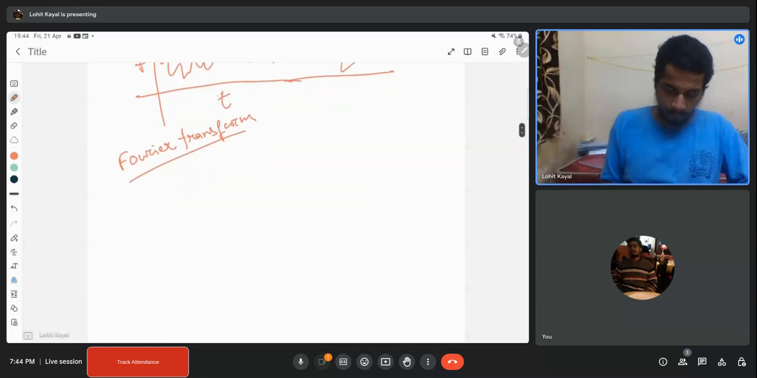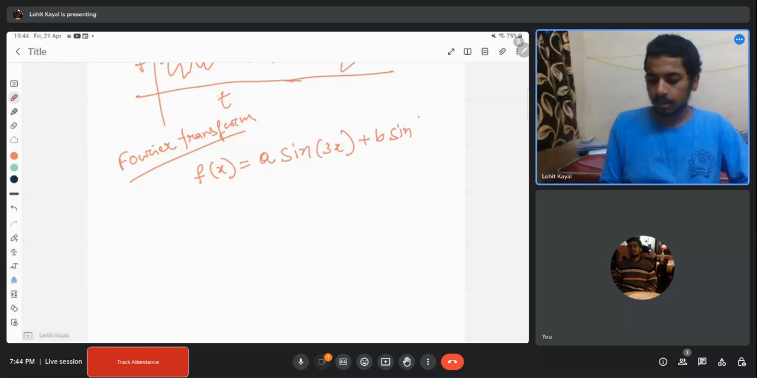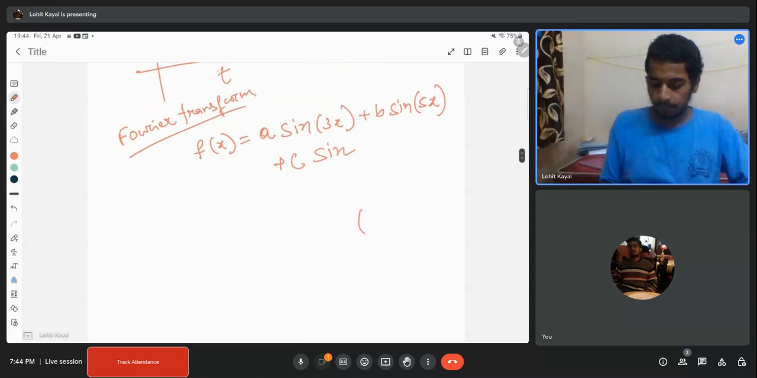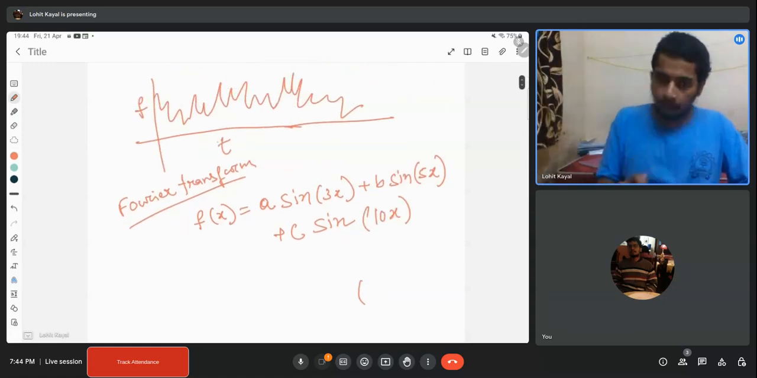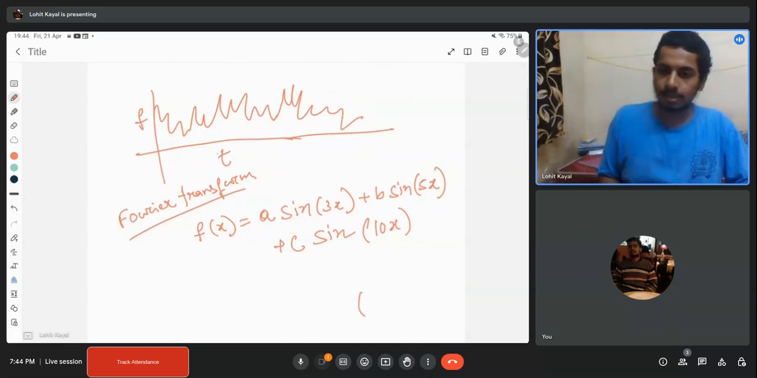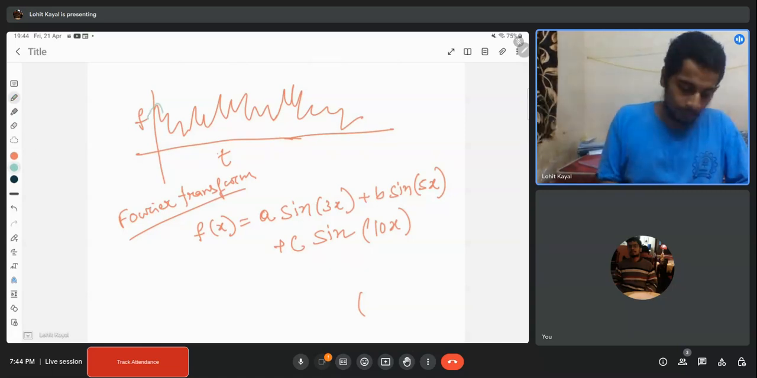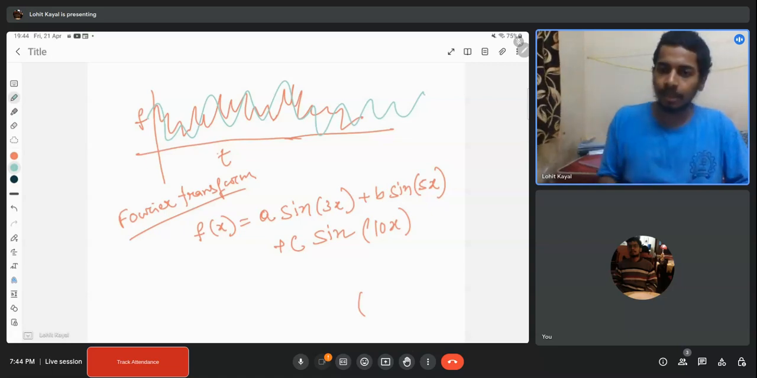Let me tell you in a bit more detail. Suppose you have a function like f of x equal to a sine 3x plus b sine 5x plus c sine, maybe, 10x. I will show you in a moment, but you will see that the combination of these sinusoidal modes will give you something arbitrary like this. It will seem like a chaotic signal.